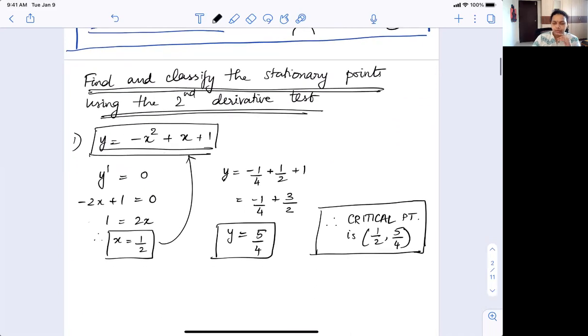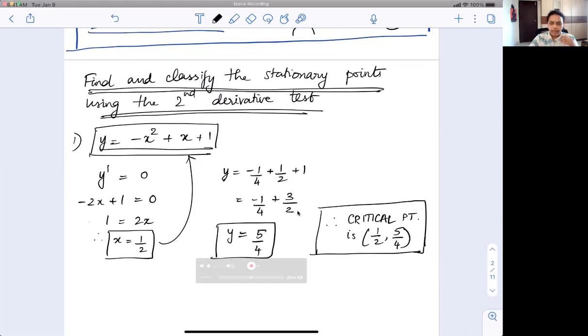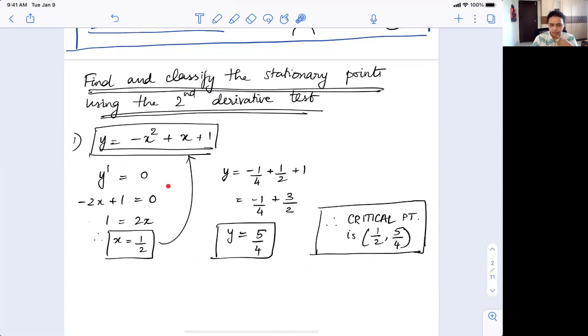So we're given a function y is equal to minus x squared plus x plus 1. And we want to find and classify the stationary points, or in other words, the critical points of this function using the second derivative test. Let's get going. So the first step here is you equate y prime to 0 and you find the corresponding x value. And we see that it is going to be half.